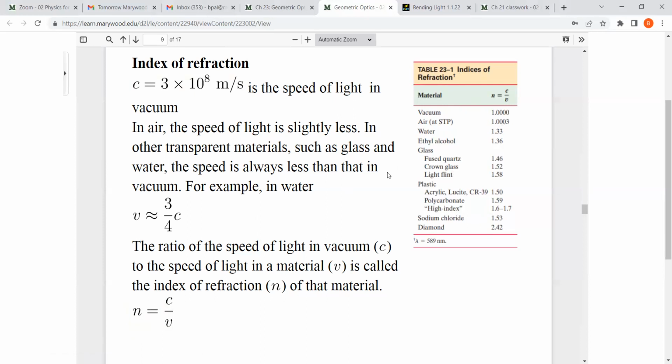For example, in water, v is 3/4 of the speed of light in vacuum. If I use this v in this equation, you can show that the refractive index of water is 1.33, and so on. All right, so the index of refraction is a property of the material, basically a property of transparent material.